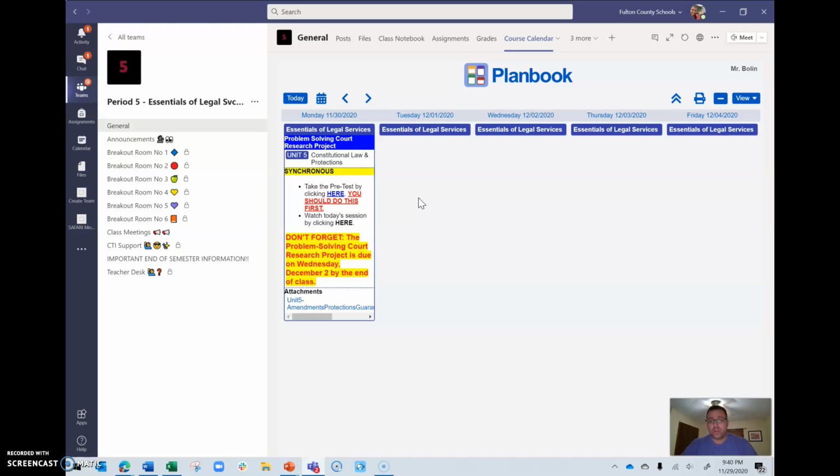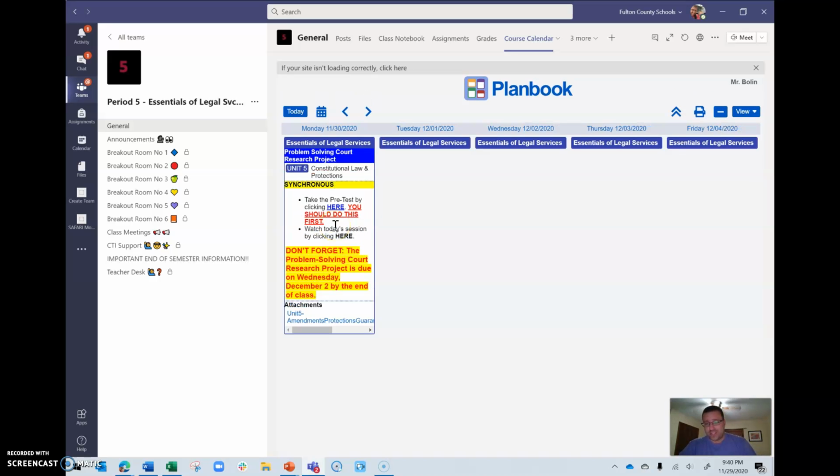The first thing you're going to do is take the pretest. Where it says here, you're going to click that hyperlink, and it's going to take you to a Microsoft form. Make sure you do this first. This is super important, because that's really going to help me realize where I need to spend a little bit more time versus where you guys are already so proficient. And then it says watch today's session. By clicking here, you guys are already watching the session. That's how you knew to jump onto your course calendar. So what I'm going to ask you to do is right now, pause the video, go and do your pretest, and come right back.